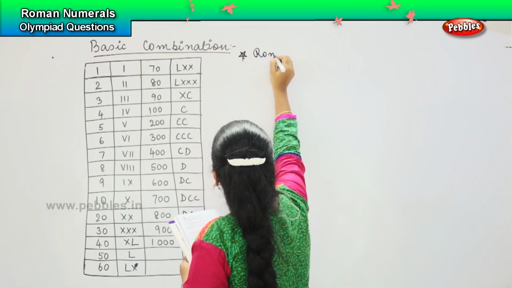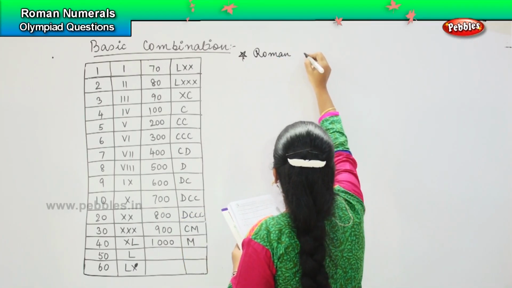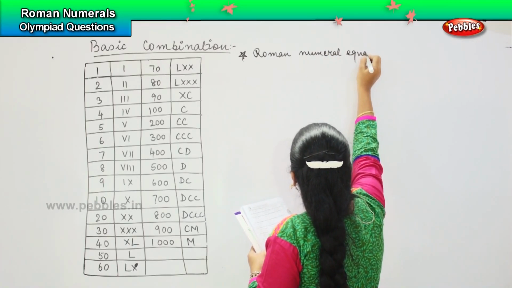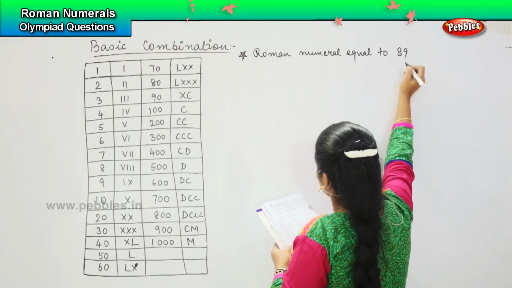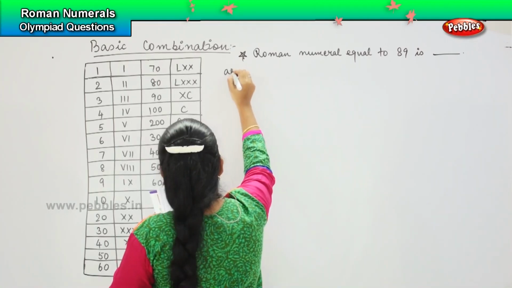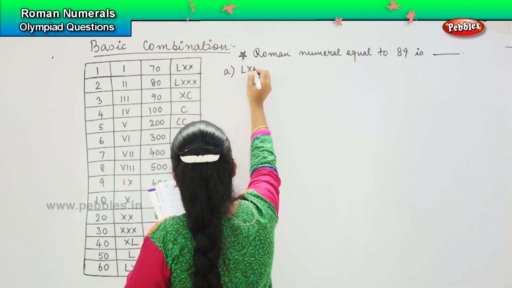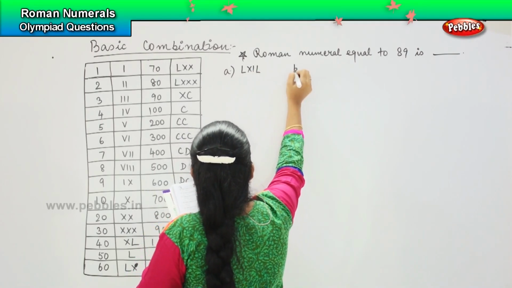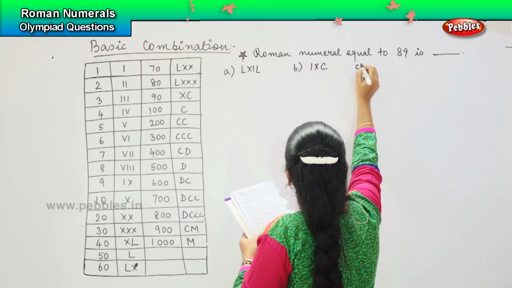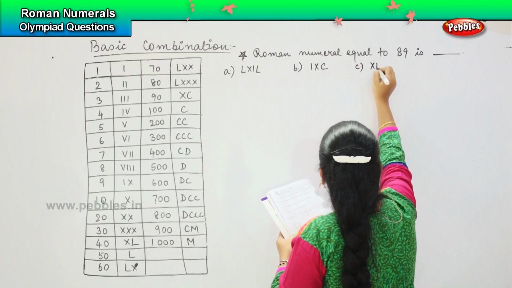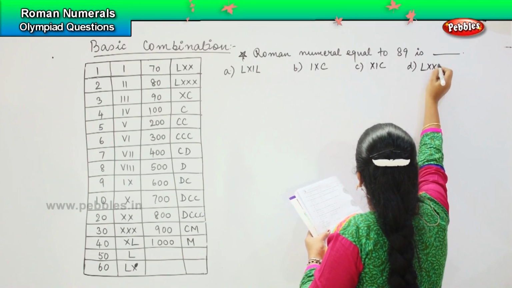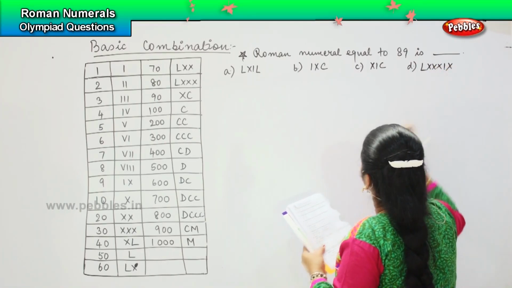Roman number equal to 89 is dash, and your options are: option A, LXIX; option B, IXC; option C, XIC; option D, LXXXIX.